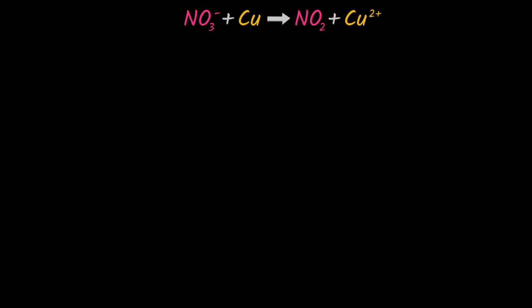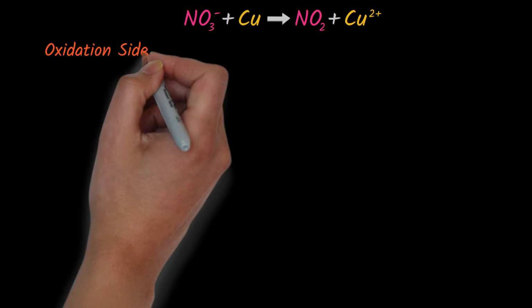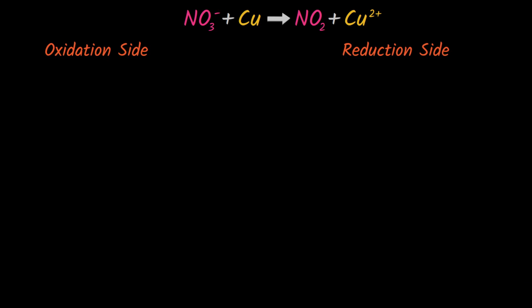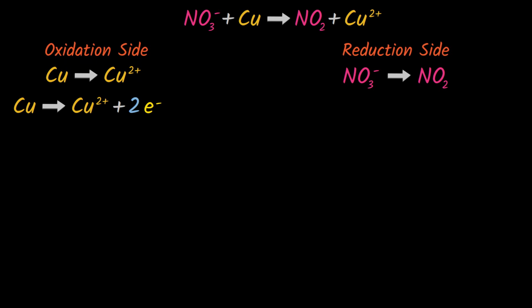To balance an oxidation-reduction reaction, we can break it into 2 half reactions, the oxidation half and the reduction half. So copper going to copper 2+ is oxidation, and nitrate going to nitrogen dioxide is the reduction half. We don't have any oxygen or hydrogen to balance on the oxidation side, so we will balance the charges with electrons. On the reduction side, we need to add water to the product side to balance the oxygens. Then, we need to add 2 H+ to the reactant side to balance those hydrogens. Finally, we need to add an electron to the reactant side to balance the charges.